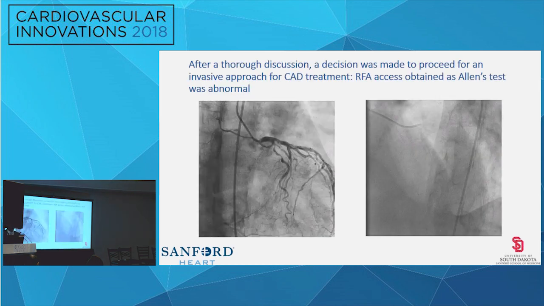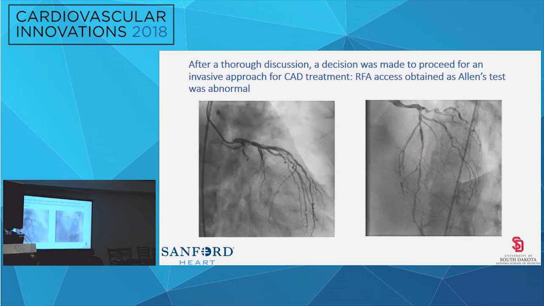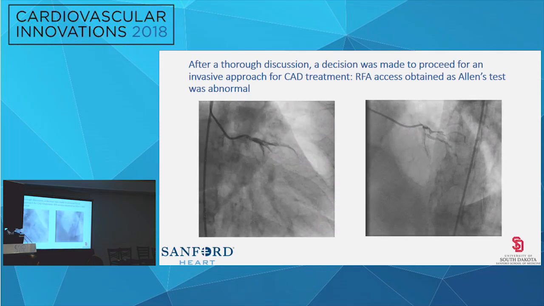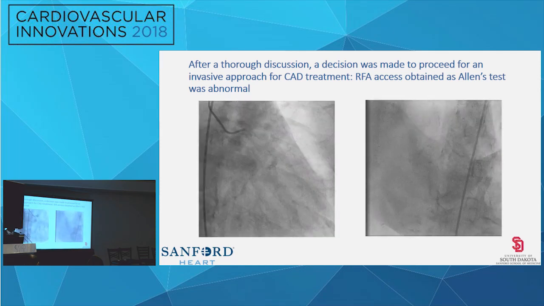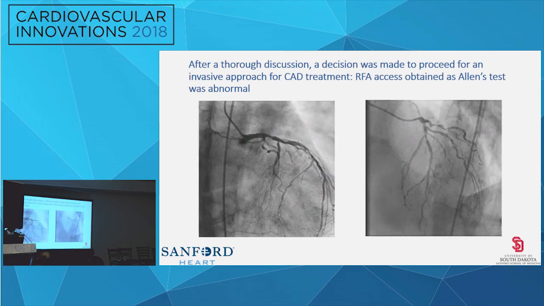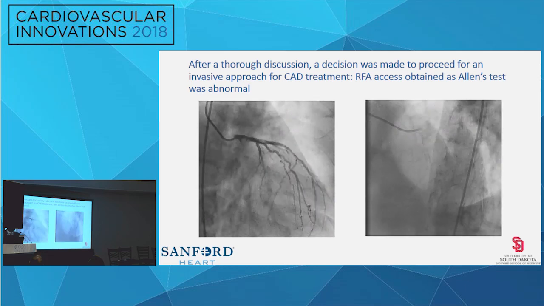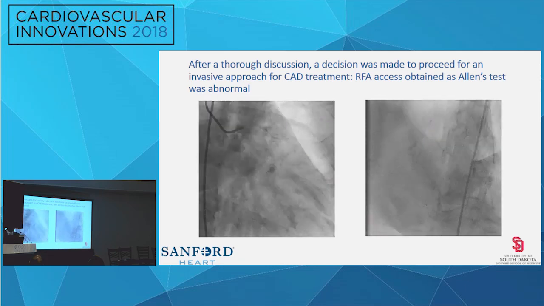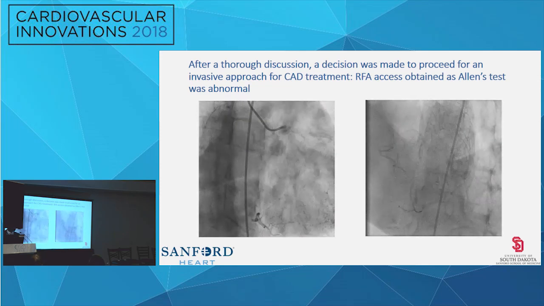So we did have an extensive discussion with the patient and family because we already know that she has prior severe two-vessel disease. After discussing with the patient, we proceeded directly to the coronary angiogram with the intention that she might need an intervention. We were not able to get radial access because her Allen's test was abnormal, so we had to proceed with right femoral access.